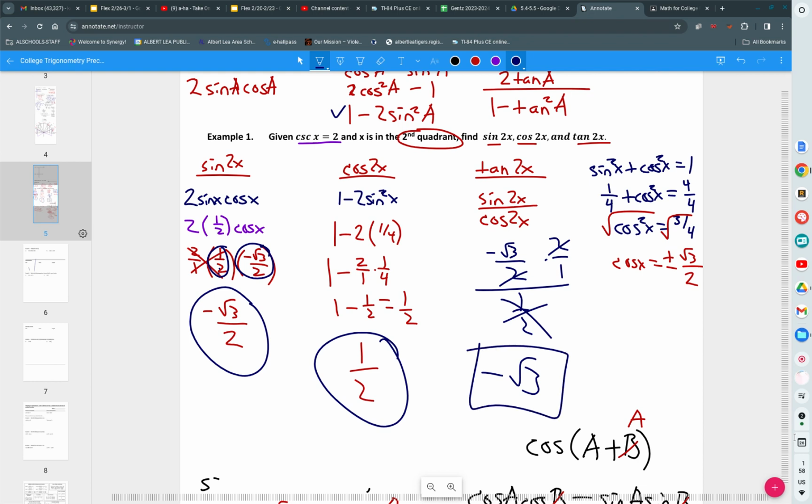Now, as we're ready to move on from this and steer you in the right direction for your homework, I have a question for you. Is sine positive or negative in the second quadrant? Positive. Is cosine positive or negative in the second quadrant? Negative. Why are my sine and cosine values backwards?